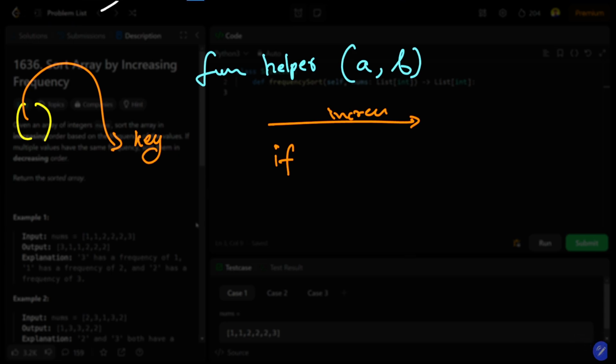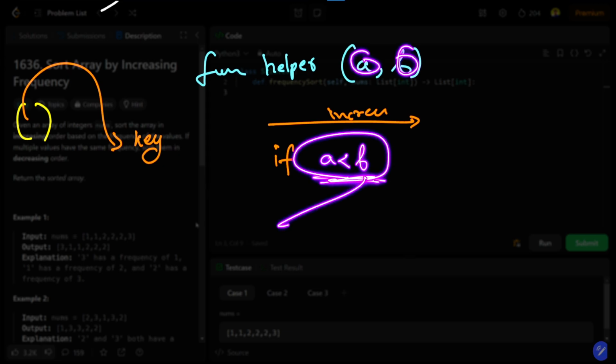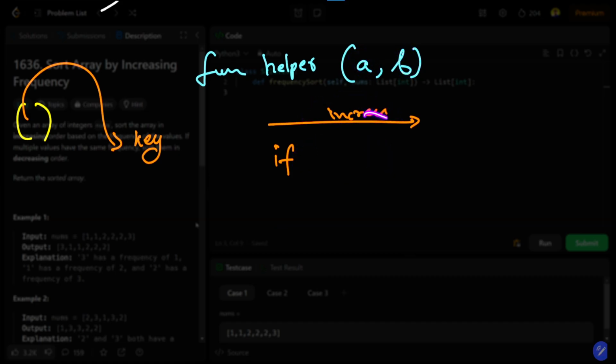That means I will be comparing A with B. Whenever A is less than B, that means this case is true, and we need to return for the increasing order. For decreasing order, I will be checking A greater than B. For increasing order, we will be checking A less than B.